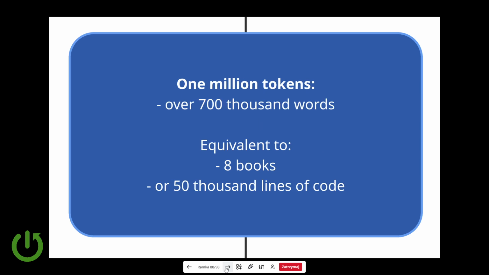And the next one, we can see that 1 million tokens is over 700,000 words, which is equivalent to 8 books or 50,000 lines of code. And Gemini, for example, can handle up to 2 million tokens, which means it can basically read double of it. So it's a lot. It's a very big number of tokens.